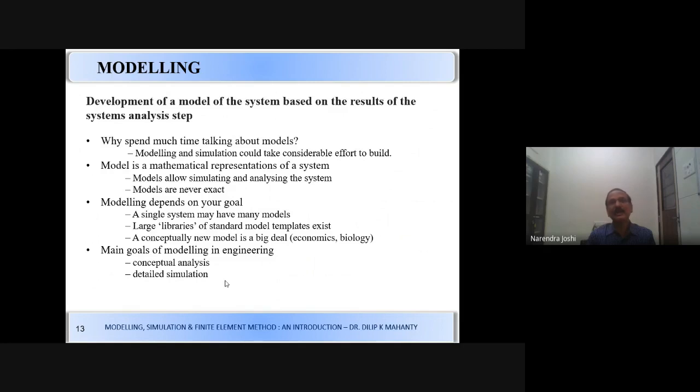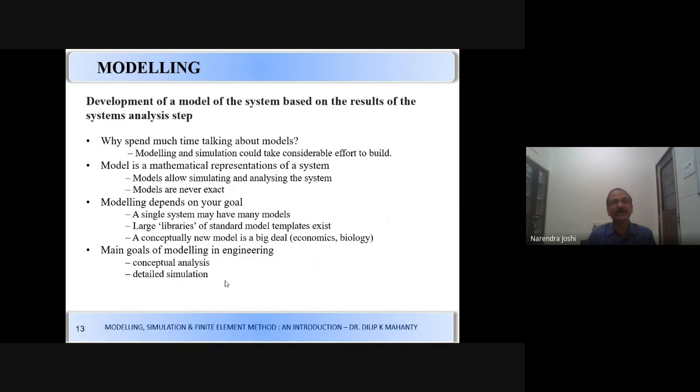Most important, the last point: the main goal of modeling in engineering is conceptual analysis and detailed simulations. These are the two things, whatever you try to do. For example, you try to build a tall building. We have to understand what kind of loading comes to the building: self-weight, wind load, seismic load. Wind load comes on the total structure, seismic load comes on the bottom of the structure. So conceptually we try to analyze, and then try to find out what kind of construction activities or structural details we need to have.